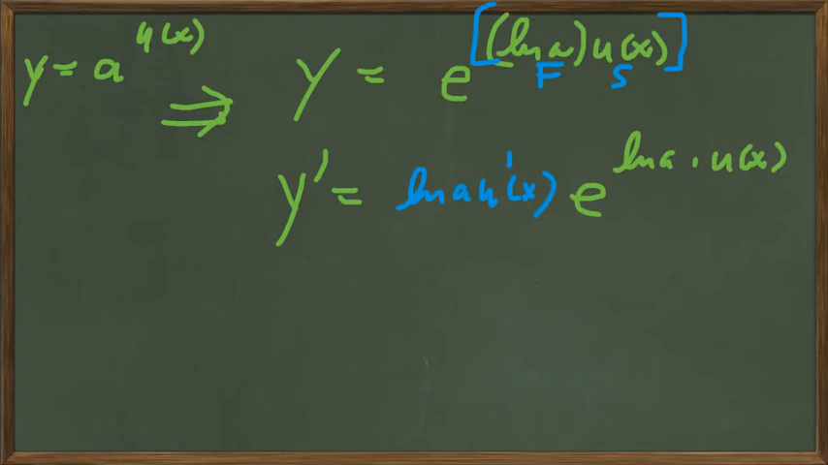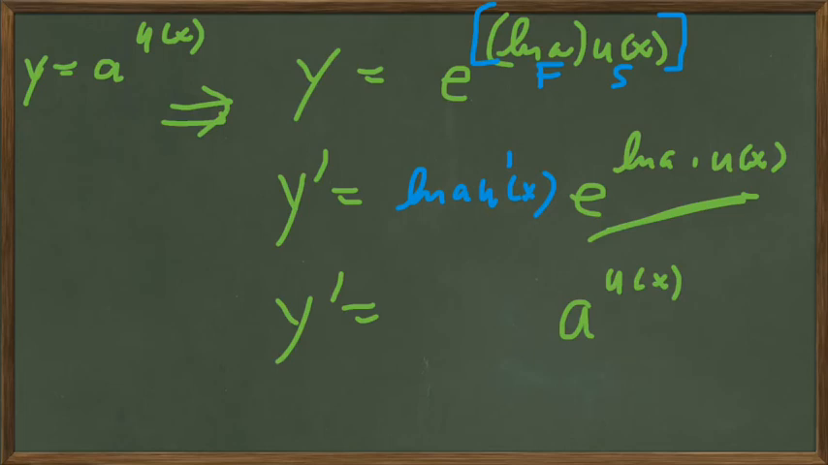And now if we clean this up, we get y prime equals, all of this is just a to the u of x, the function we started with, times u prime of x, and the only thing that we've added that's different than the formula we had before was an ln a.